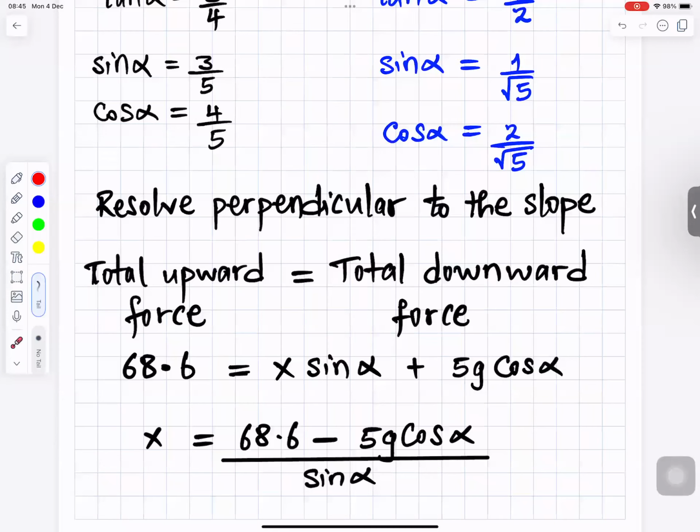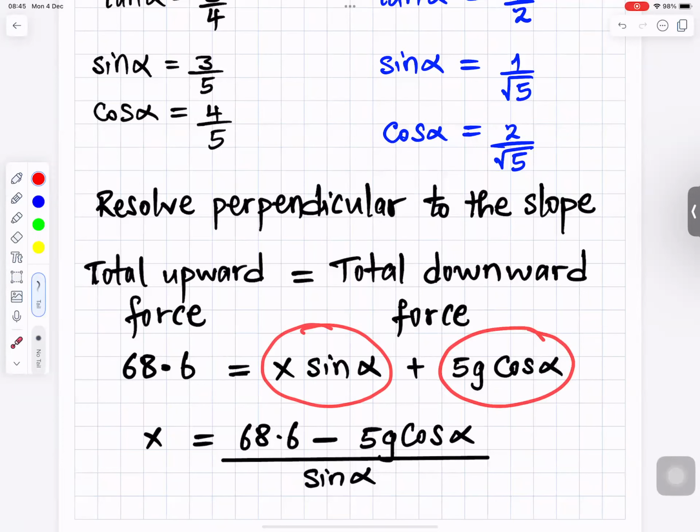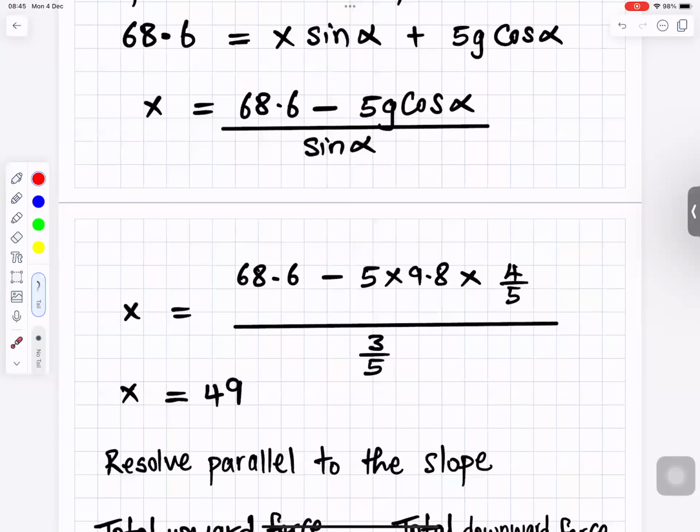Resolve perpendicular to the slope. So total upward force is equal to the total downward force. The force pulling it up is 68.6, and pulling down is two of them: X sine alpha plus 5g cos alpha. Rearrange that, and you get this for X. Substitute in cos alpha and g. We are using 4 over 5 in this case, and we put sine alpha 3 over 5. So X would give you 49.